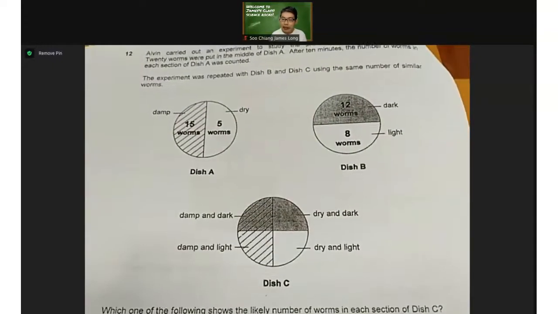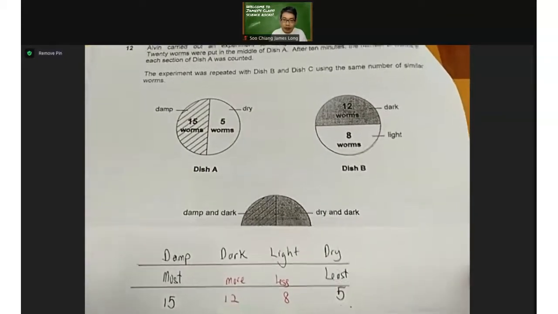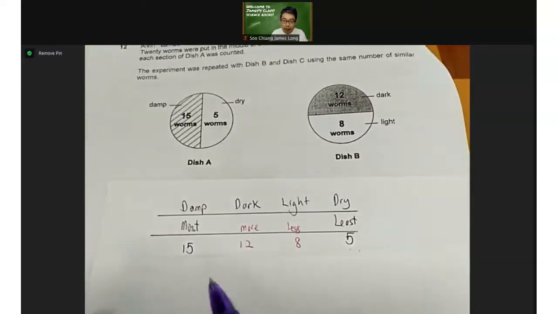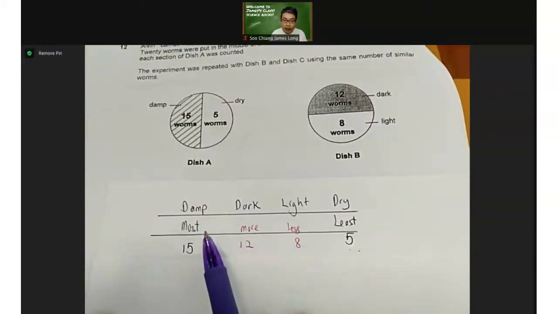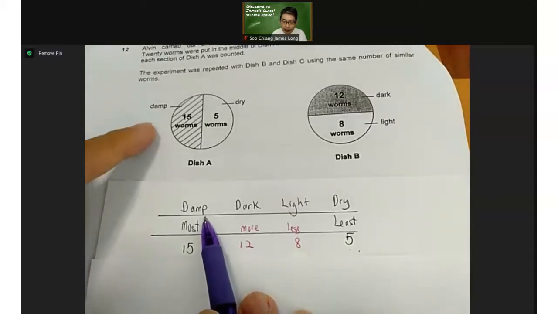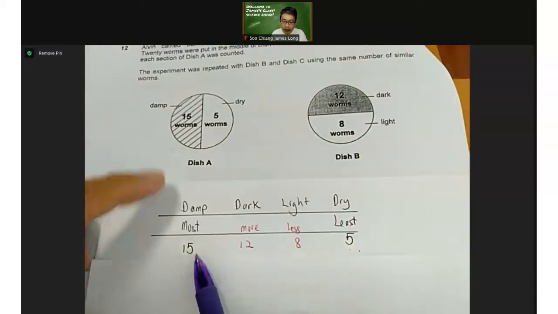To make it slightly easier for us to understand this, I presented this as a little table. So what I've done is this. We know that most of them like to go to the damp place, alright? 15.